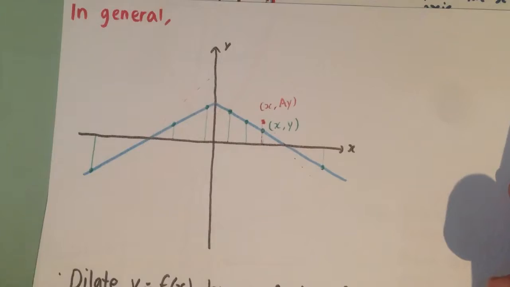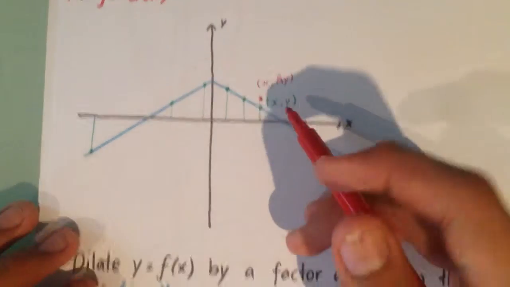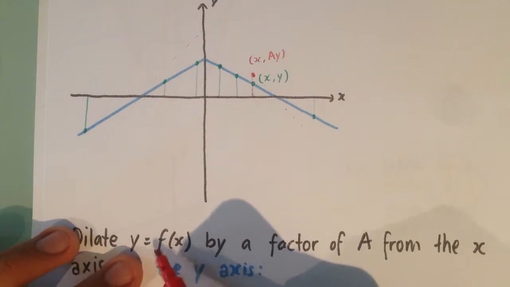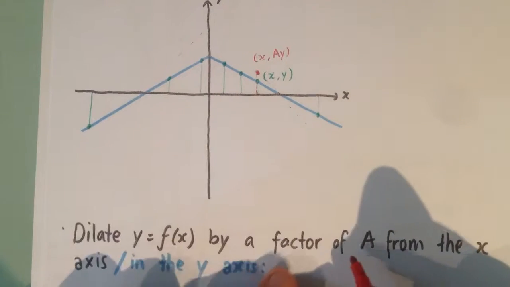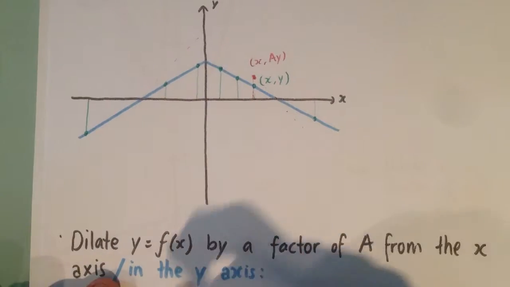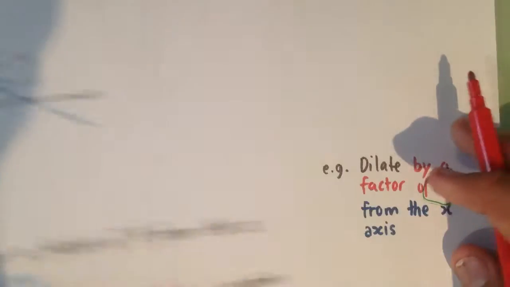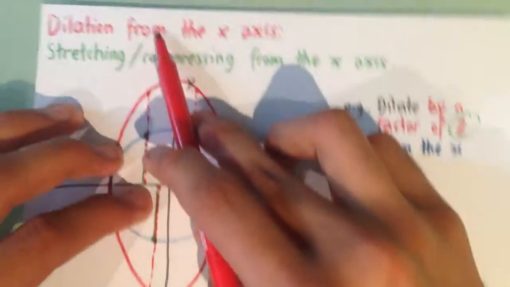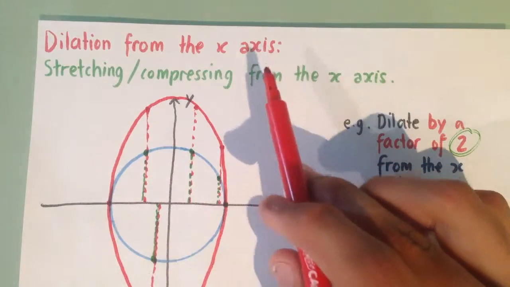In general, okay, if you have a dilation of a graph y is equal to f of x by a factor of a from the x-axis. So we've been talking about dilations from the x-axis, okay?